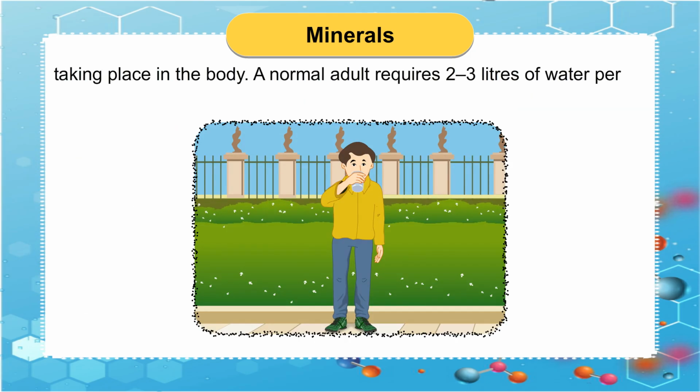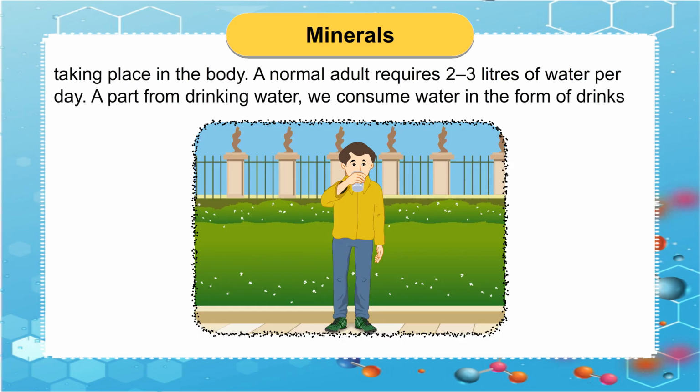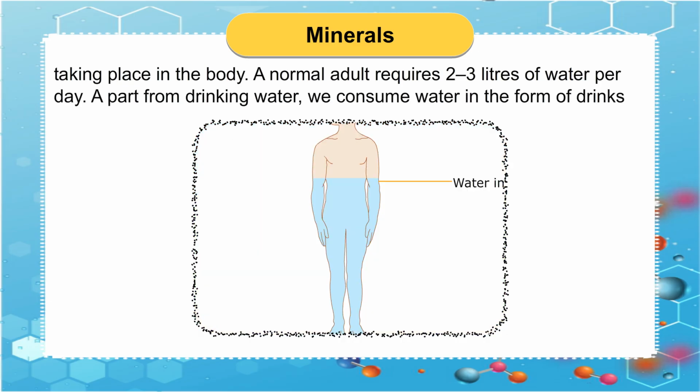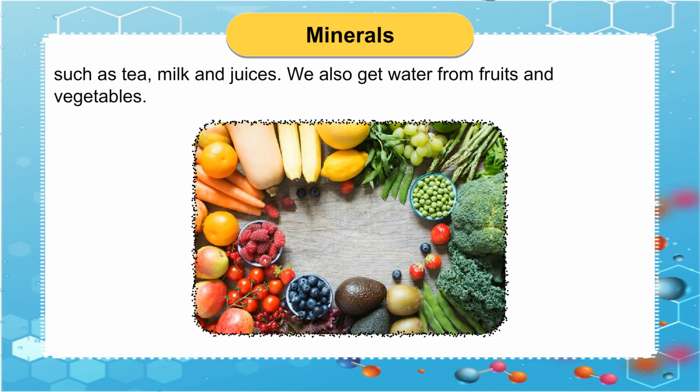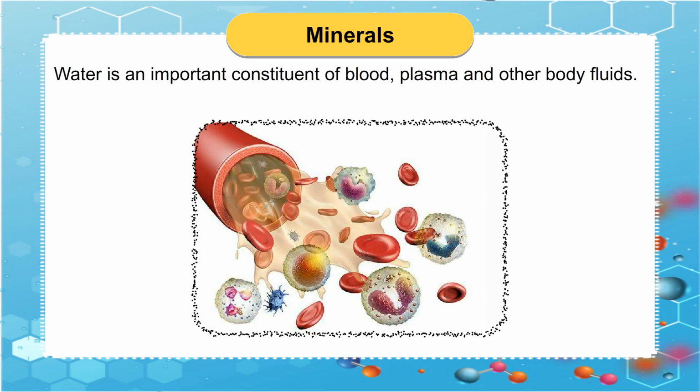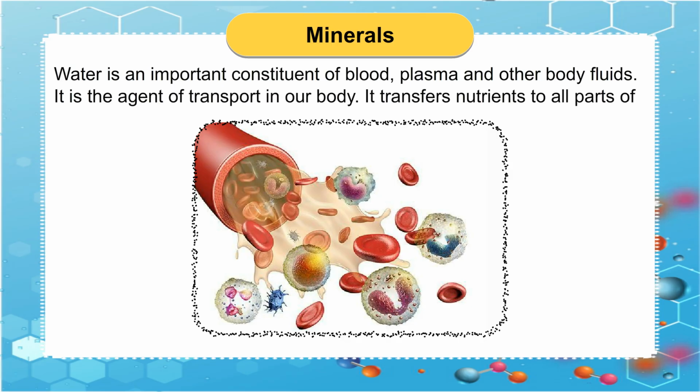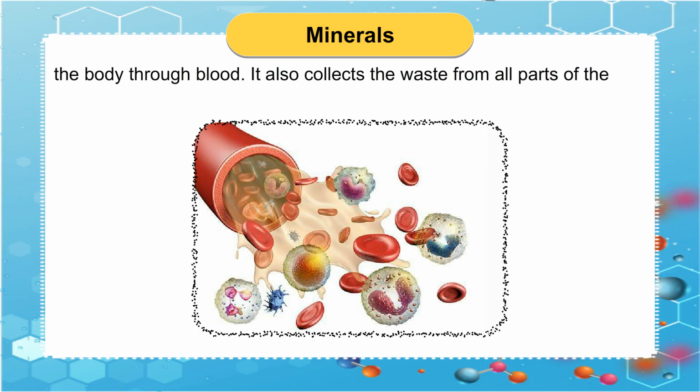A normal adult requires 2 to 3 liters of water per day. Apart from drinking water, we consume water in the form of drinks such as tea, milk and juices. We also get water from fruits and vegetables. Water is an important constituent of blood, plasma and other body fluids. It is the agent of transport in our body. It transfers nutrients to all parts of the body through blood.